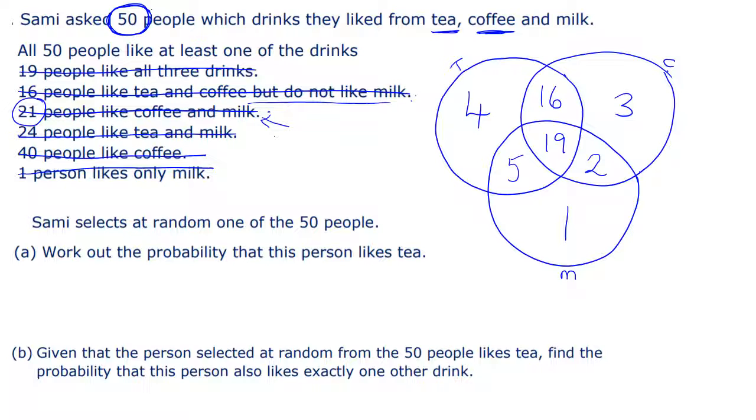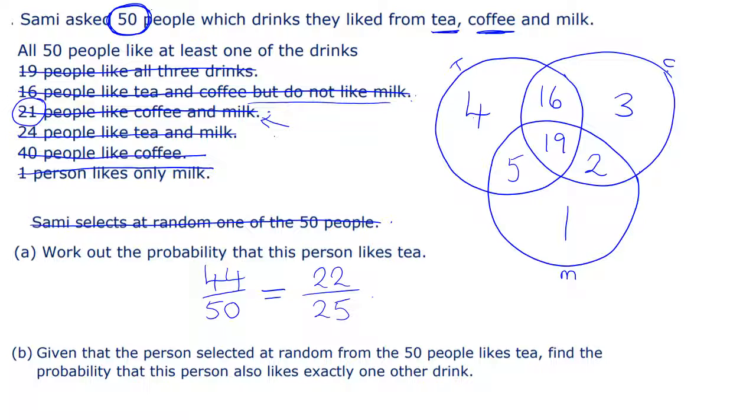Sammy selects one of these people at random, so there's 50 of them, we know that from the beginning, and we want the probability that this person likes tea. So we look at the tea circle and we're going to just add these ones up, so 16 plus 19 is 35, add on the 5 is 40, add on the 4 is 44, and then what we always do with a fraction, when we can do, is just cancel that down.